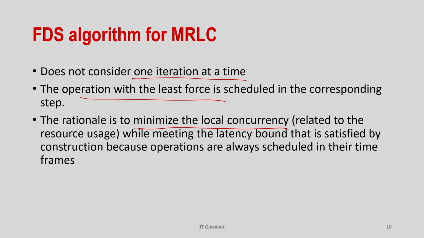So, if I reduce the concurrency, my resource requirement will be less, and that is why I select the operation with the least force. That gives me minimization of local concurrency, which is nothing but the minimization of resource. So, selecting the operations by the least force ensures the minimization of resource. That is the overall idea.